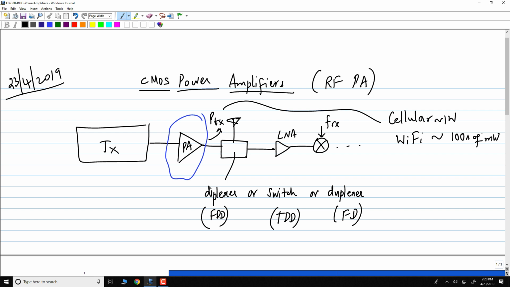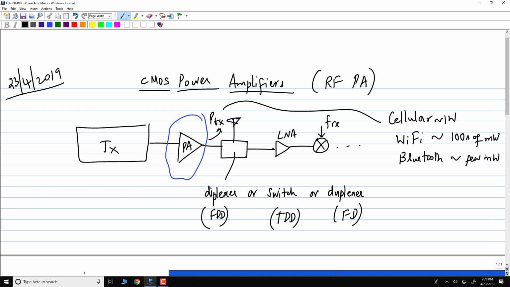The range is slightly smaller. If you look at Bluetooth, it's a few milliwatts. You can see it's directly tied to the range of the system. Now depending on the application, of course the output power of the power amplifier changes.